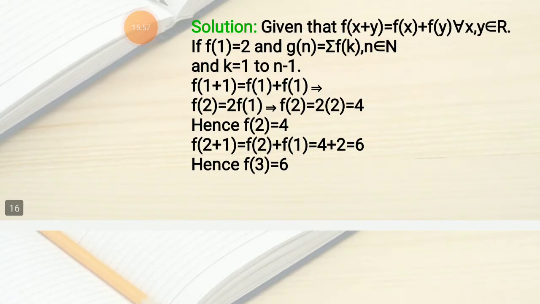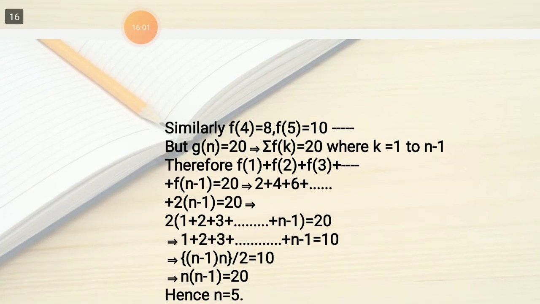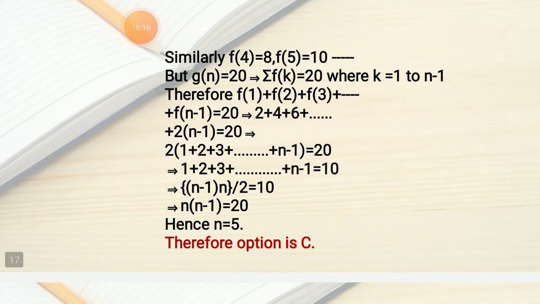Observe that f(1) is 2, twice of 1, f(2) is 4, twice of 2, f(3) is 6, twice of 3. Similarly f(4) is 8, f(5) is 10. But g(n) is 20, which means sigma f(k) is 20, where k runs from 1 to n minus 1. So f(1) + f(2) + f(3) and so on up to f(n minus 1) is 20. That is 2 plus 4 plus 6 and so on, f(n minus 1) is twice of n minus 1. Take 2 common: 2 of (1 + 2 + 3 + and so on up to n minus 1) is 20, so 1 + 2 + 3 and so on up to n minus 1 is 10.